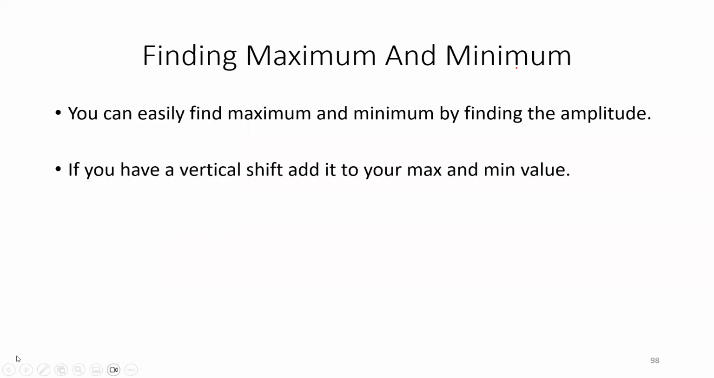The next thing you have to find in order to graph a sine graph is the max and min. You can easily find the max and min by finding the amplitude. If you have a vertical shift, add it to your max and min value. So what do you mean by that? I will explain.